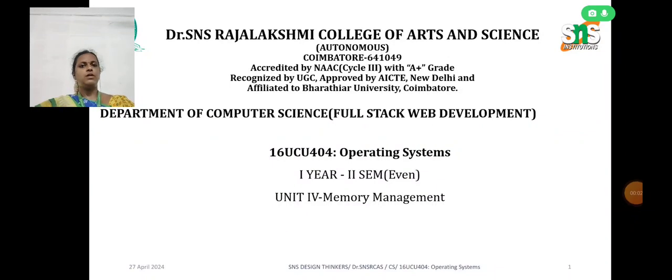Hi everyone, today we are going to see about operating system. In operating system, we are going to see about memory management. So let us see what is memory management.